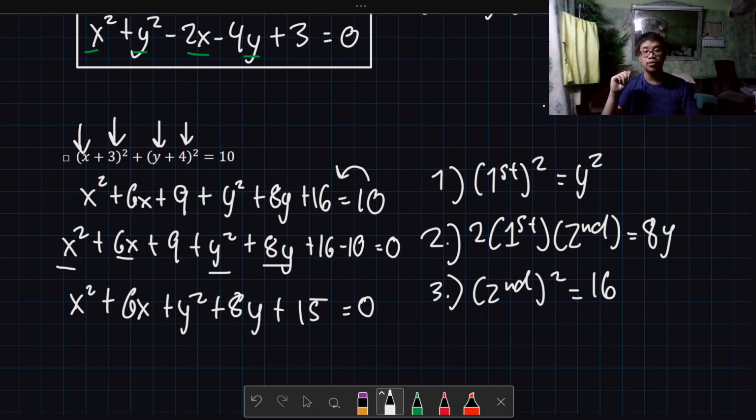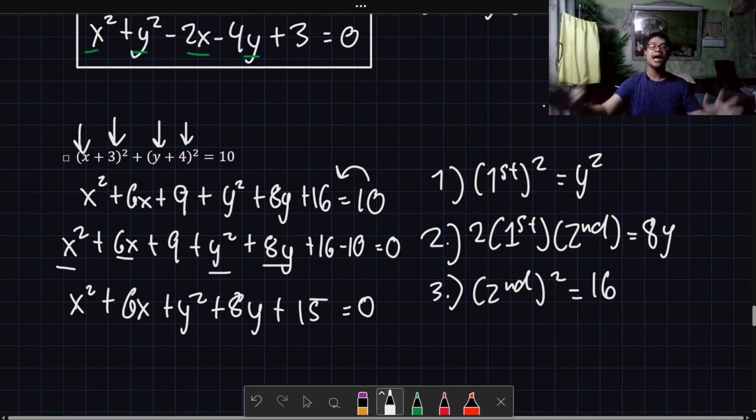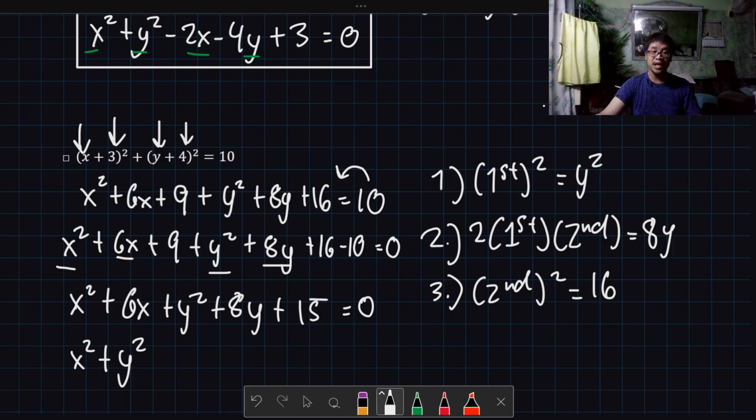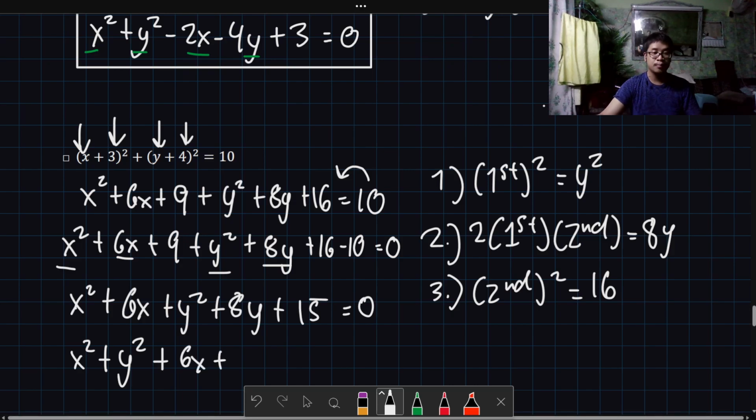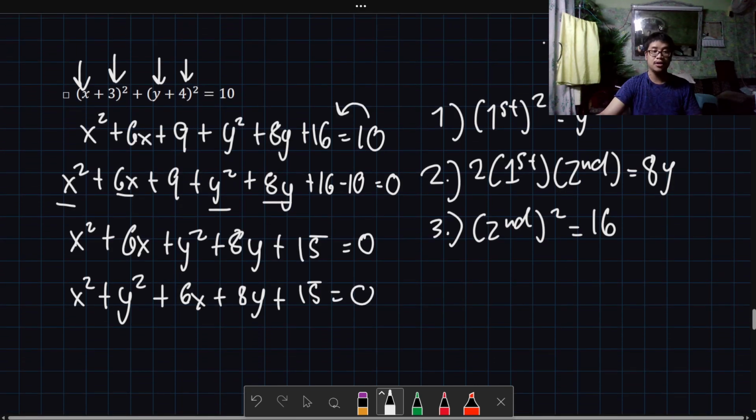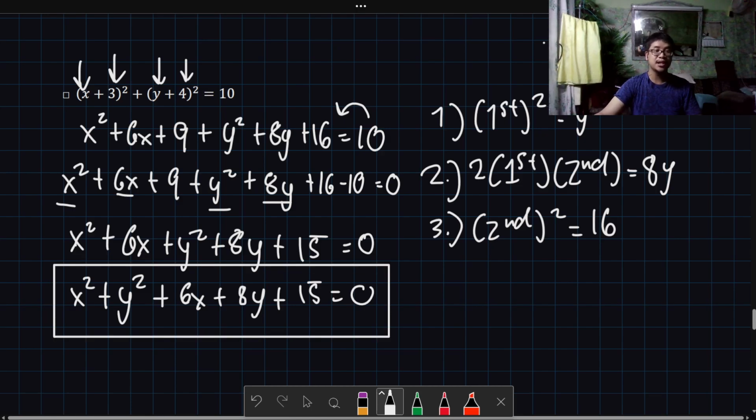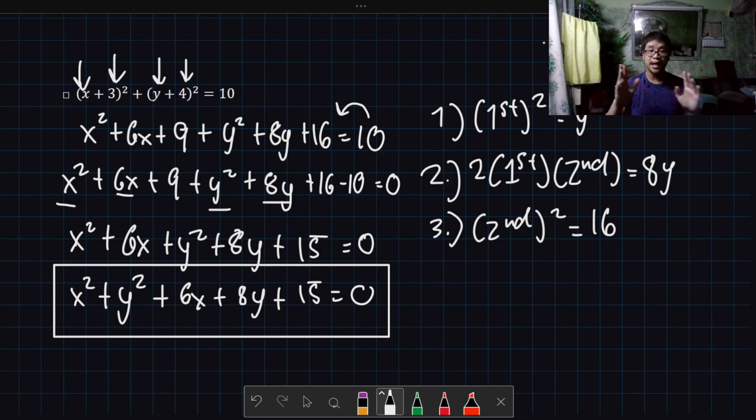Last step is you're going to arrange them according to their exponents in descending order, highest exponent to the lowest exponent. So x squared and y squared will be in the first place. Next, the second place are the x and y terms because their exponent is 1. So we have plus 6x plus 8y. Then lastly, we have the constant term in the last place. And there you go. This is your general form for the given standard form. That is how you do it.